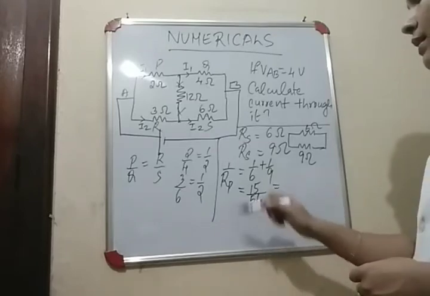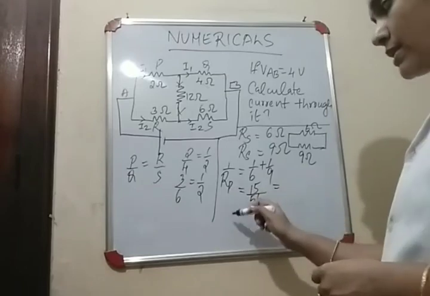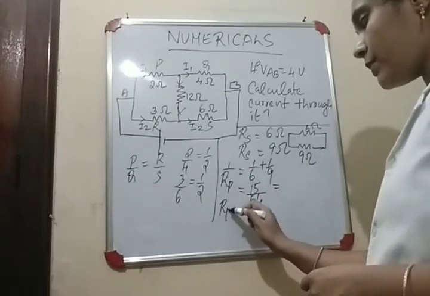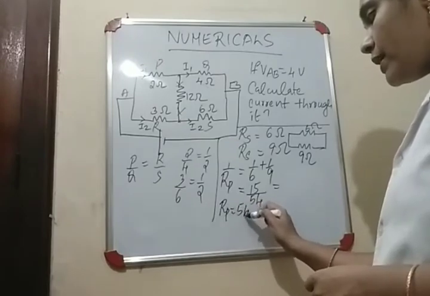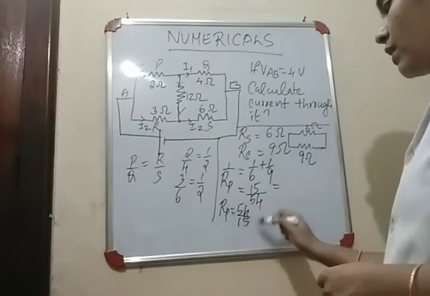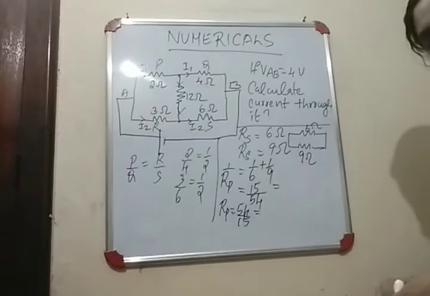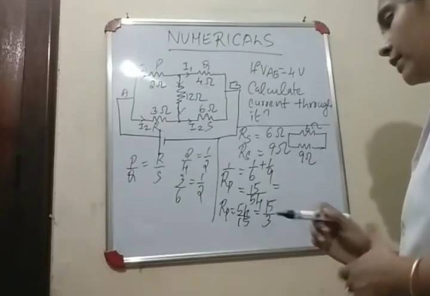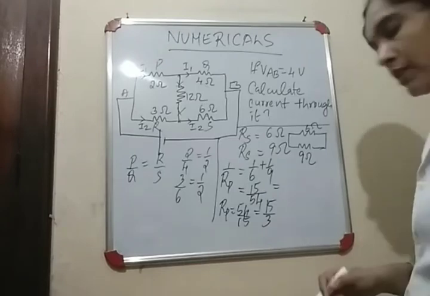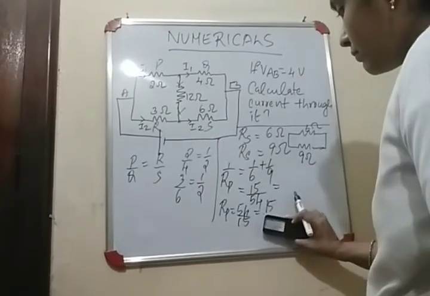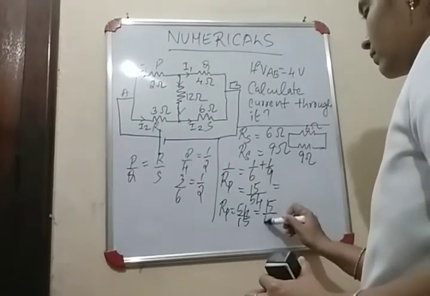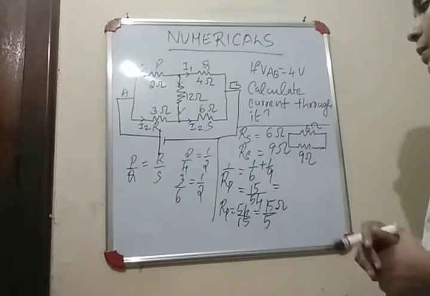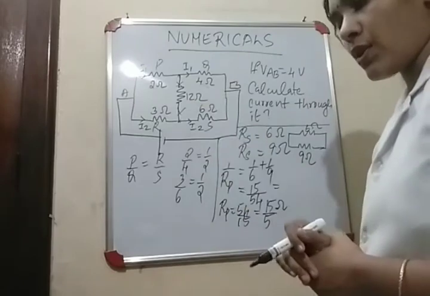And when we take the reciprocal, we find RP. So what is RP? RP is equal to 54 by 15. What is 54 by 15? 54 by 15 is 18 by 5. Okay, sorry, 18 by 5. So this is the equivalent resistance, or the total resistance, of this circuit.